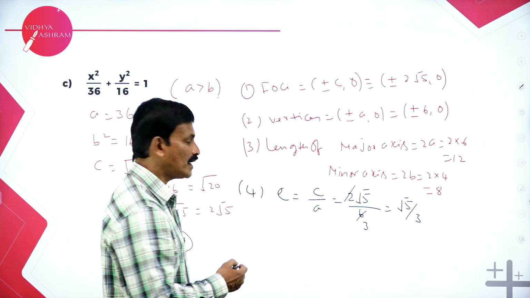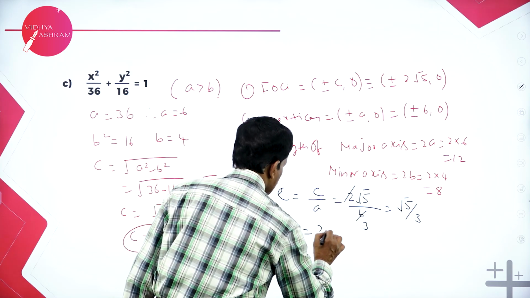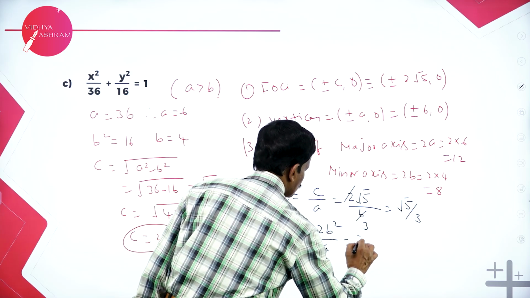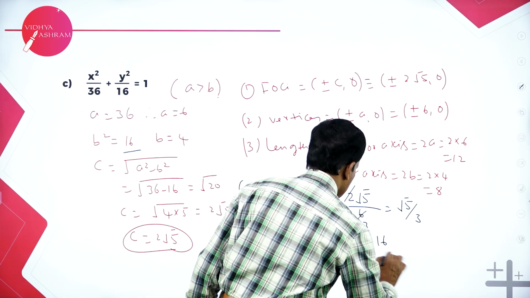Okay. Now, length of latus rectum. LLR. Length of latus rectum is same formula 2b square by a. That is 2 into b square. b square is 16 divided by a.